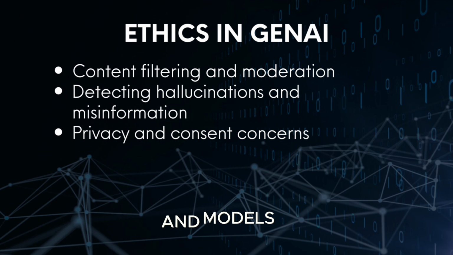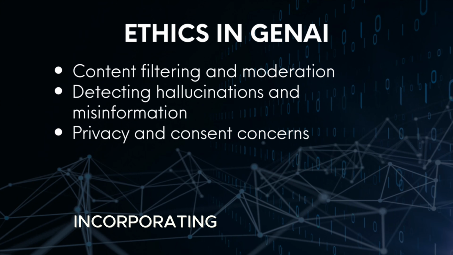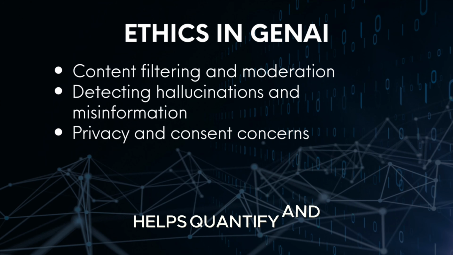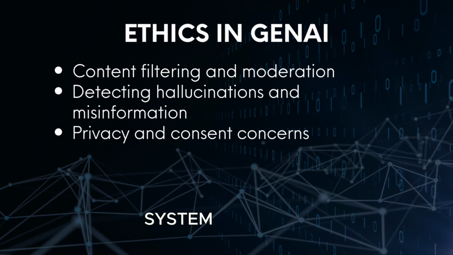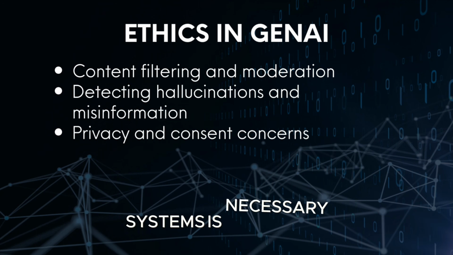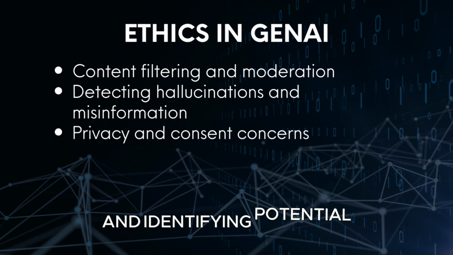Auditing algorithms and models is an essential step in identifying and addressing potential biases. Incorporating fairness metrics and constraints into the AI development process helps quantify and mitigate bias. Involving diverse stakeholders and communities in the design and deployment of AI systems is crucial for identifying potential biases and ensuring the system meets the needs of all users. Continuous monitoring and updating of AI systems is necessary to address emerging biases. And then transparency and explainability in AI systems are key to understanding their decision-making processes and identifying potential biases.